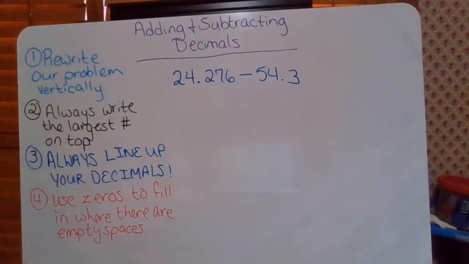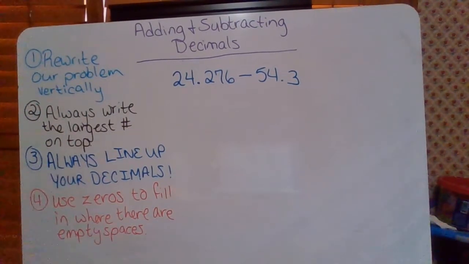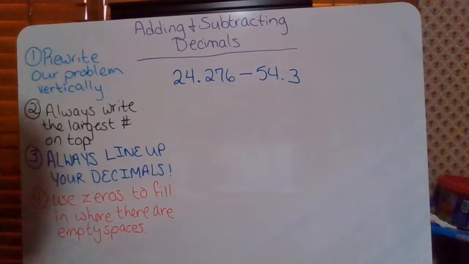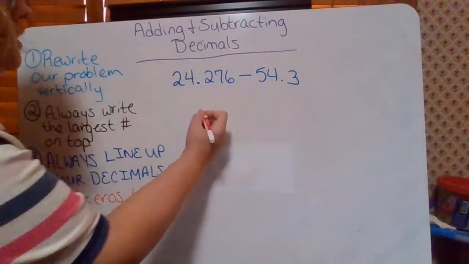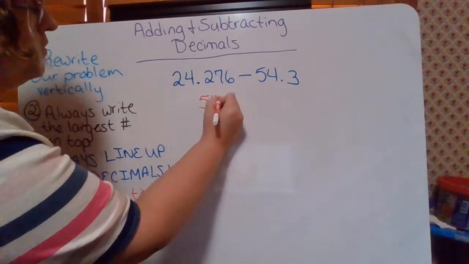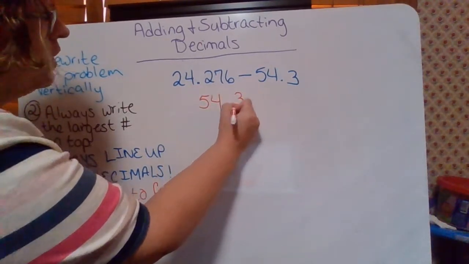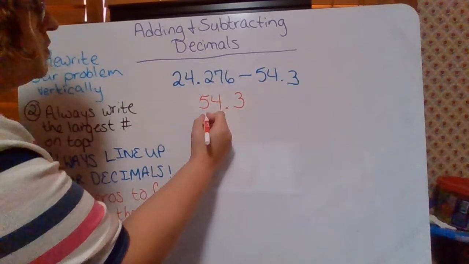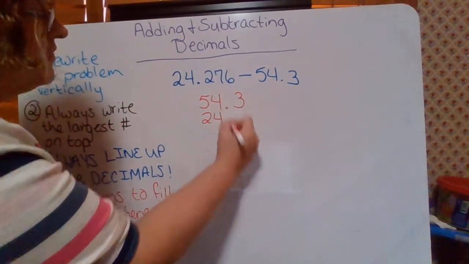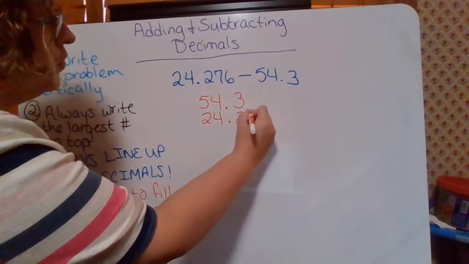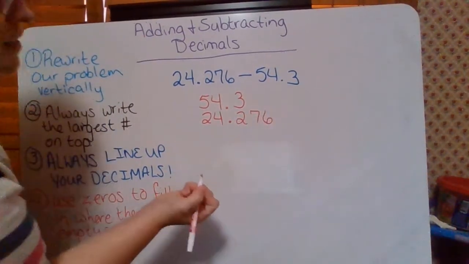All right. So now we need to rewrite it vertically. Which number is going to go on the top? Well, which number is bigger? 54.3, isn't it? So I have 54.3. And then I have 24.276. So the decimals have to line up.